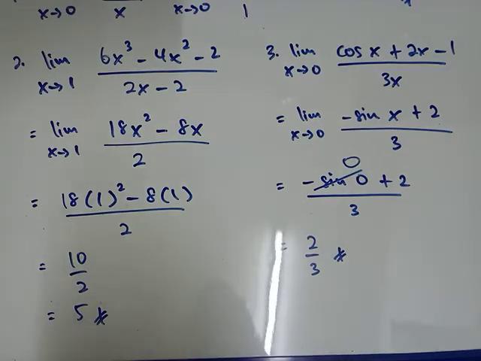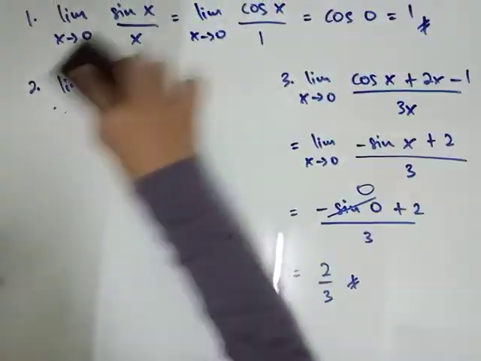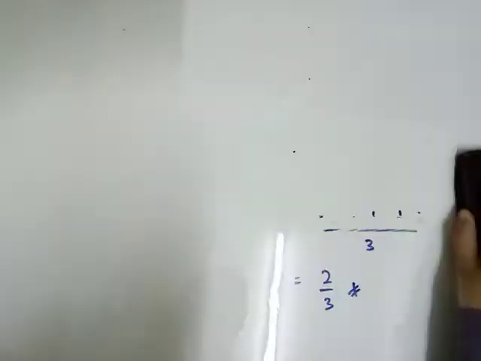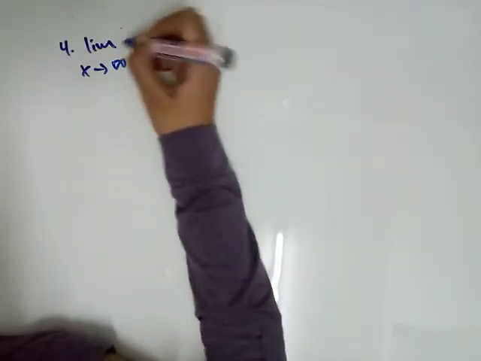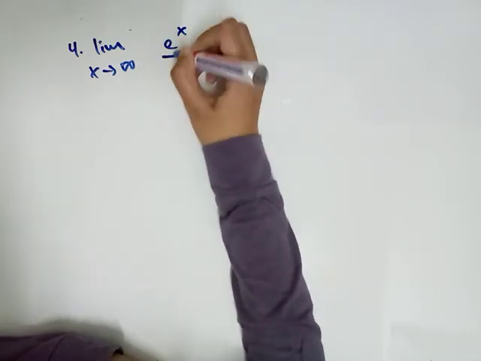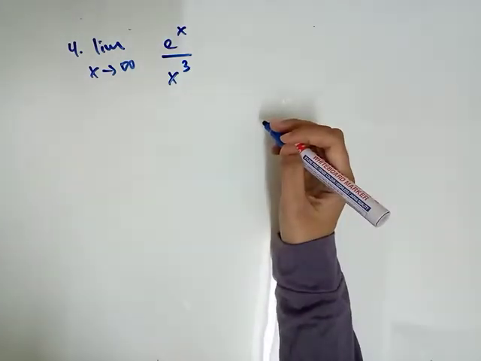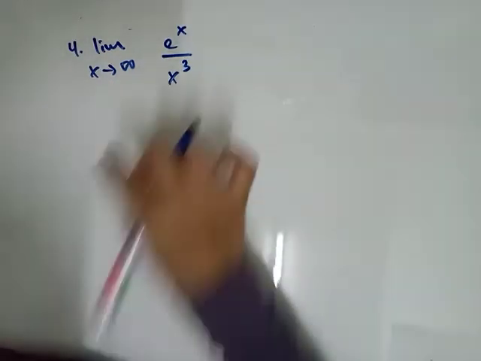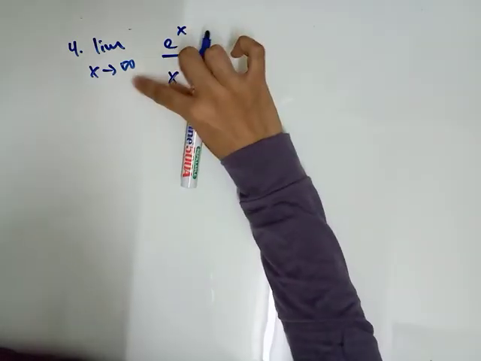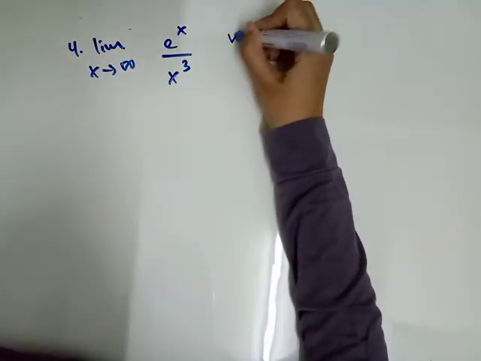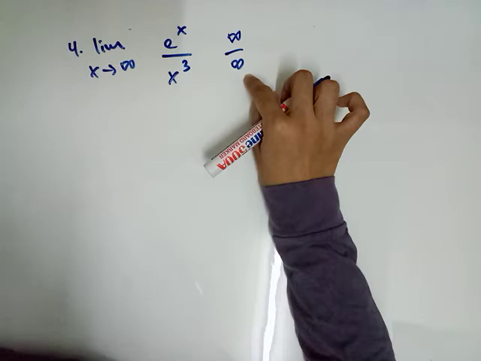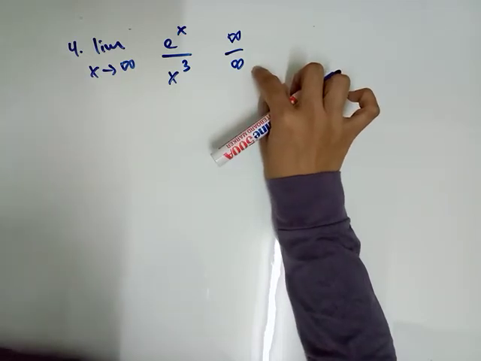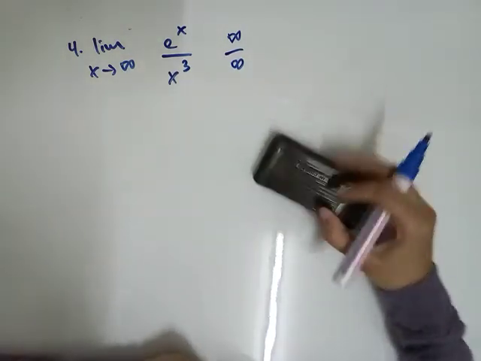Okay, last one. Number 4. Limit x approaching infinity of e to the x divided by x cubed. Then try a substitution. Substitute infinity into x. So e to the infinity we get infinity, infinity to the power 3 we get infinity also. So infinity over infinity is a type of indeterminate form. Then we can apply L'Hopital's rule.